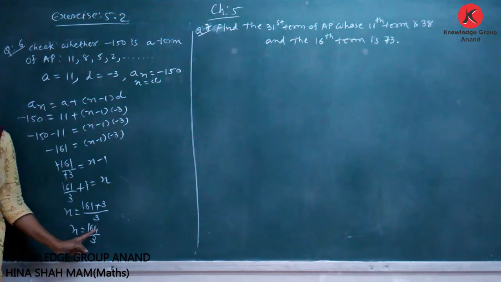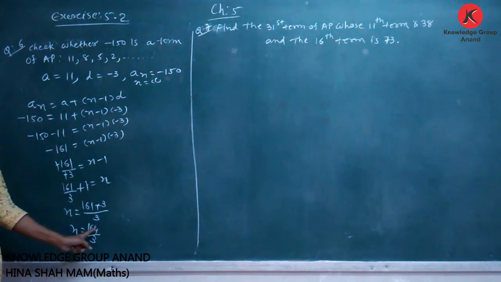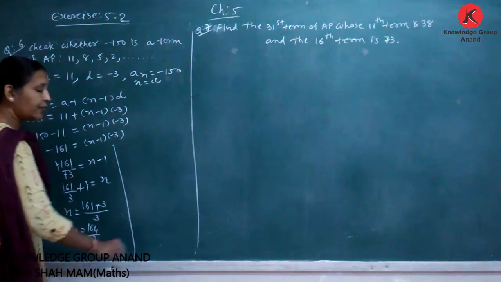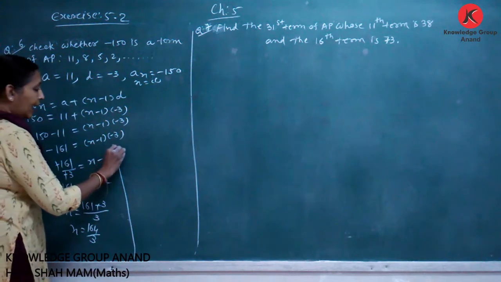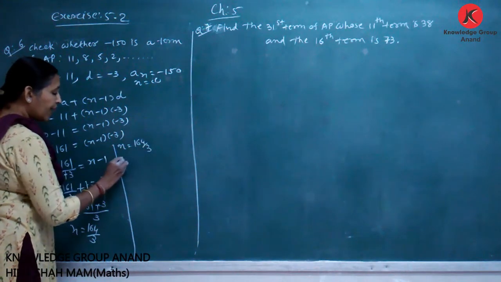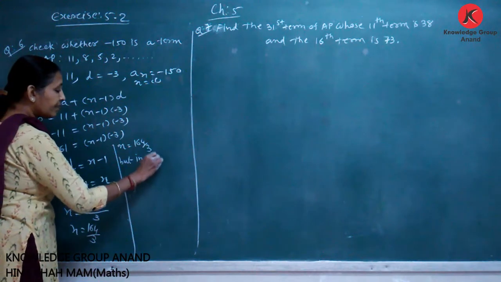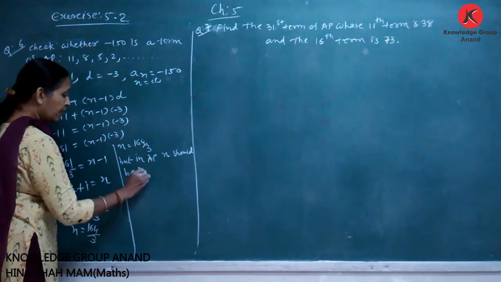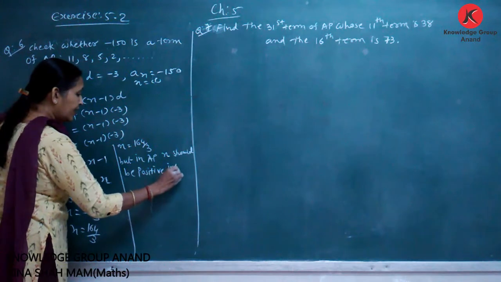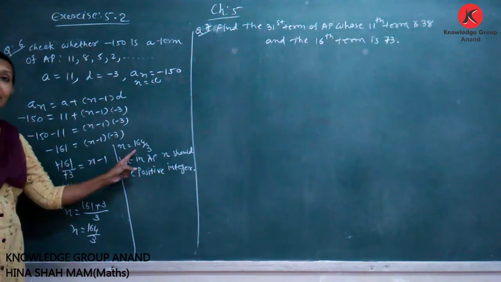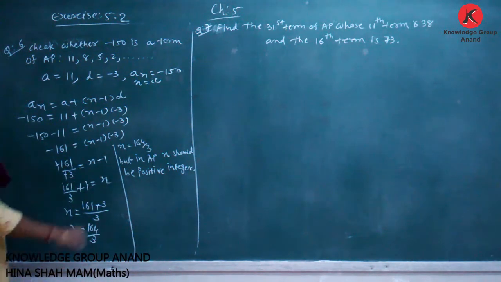164: 6 plus 4 is 10, and 1 is 11. 11 is not a multiple of 3, so it is not divided by 3. 164 upon 3 is not a positive integer. n is equal to 164 upon 3. But in an AP, n should be a positive integer. Here n is not an integer.